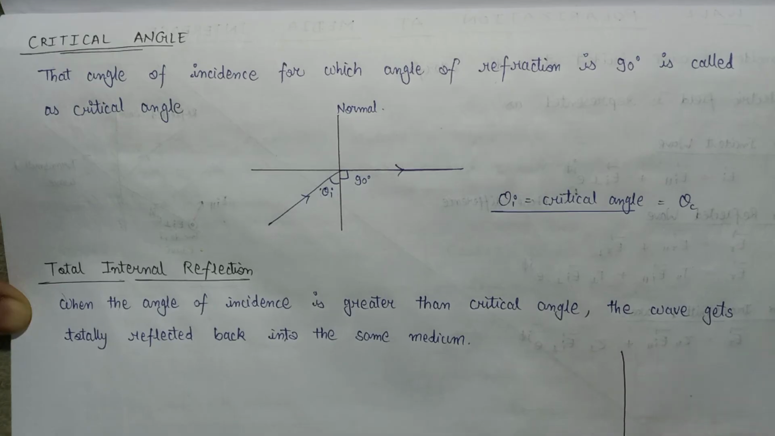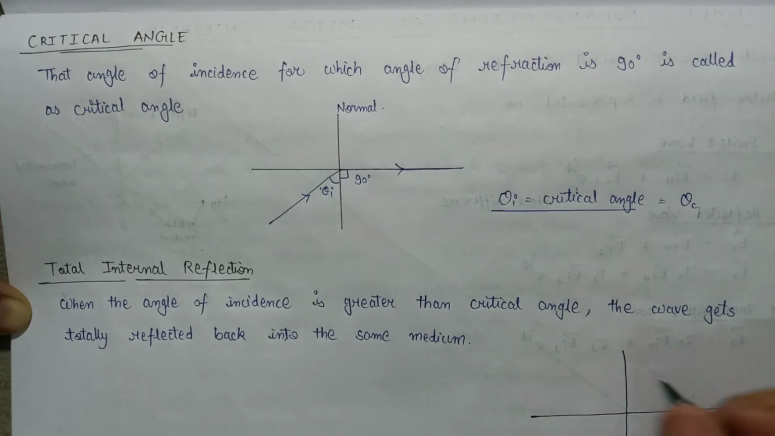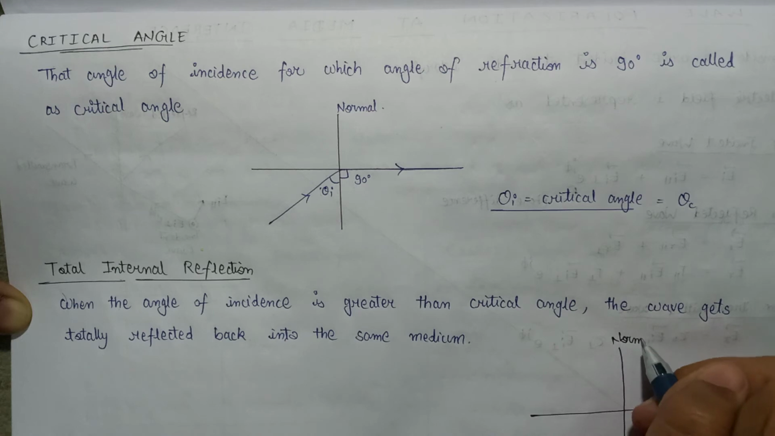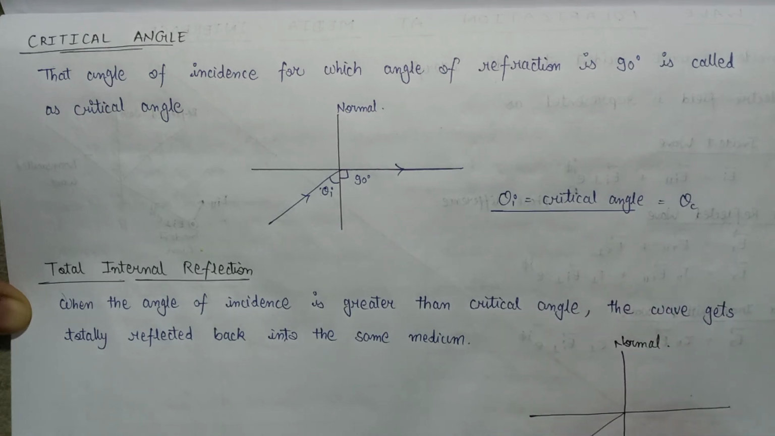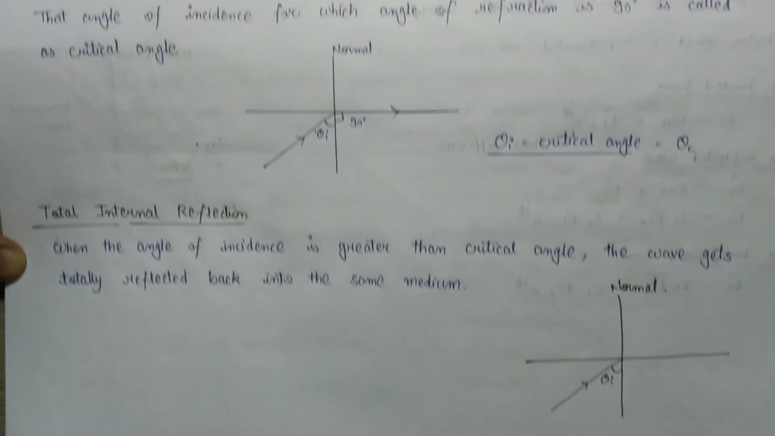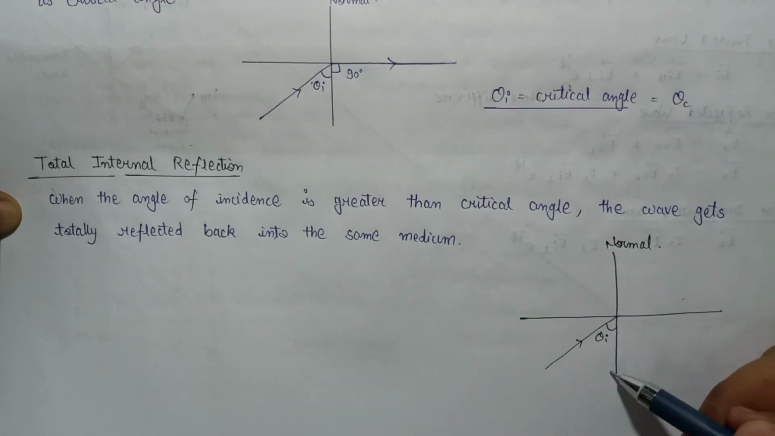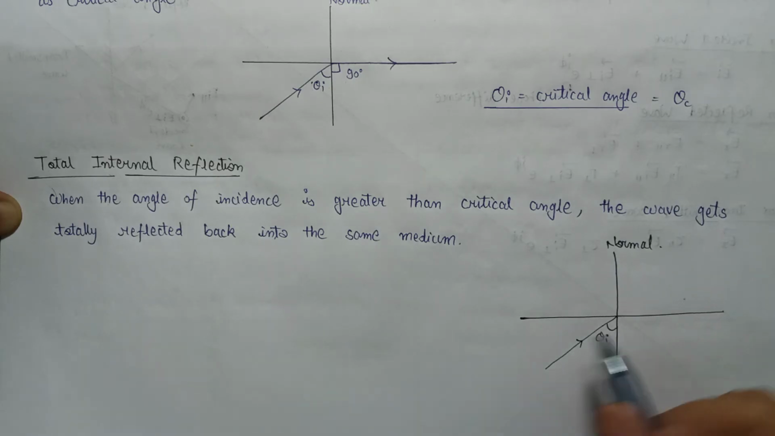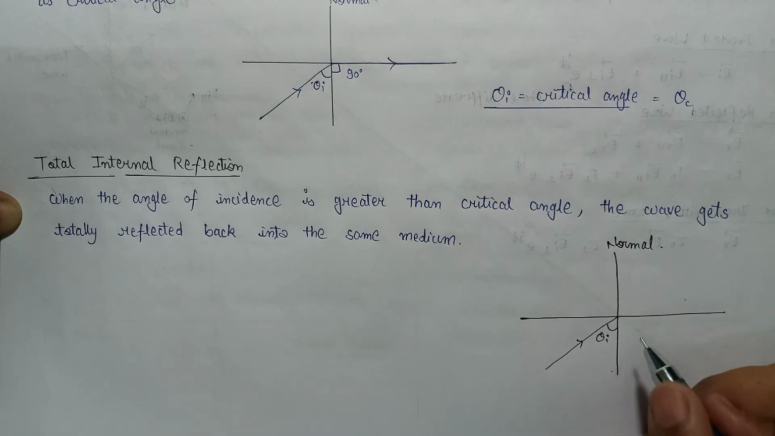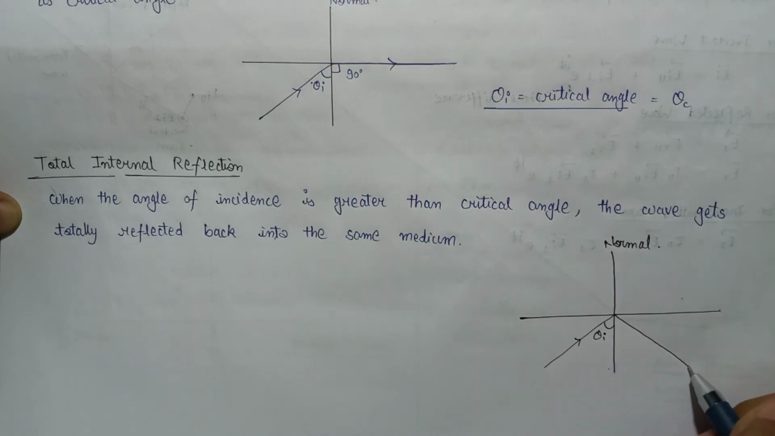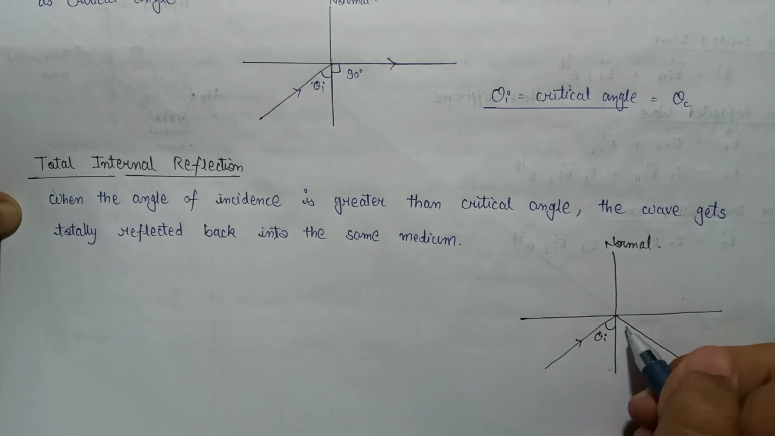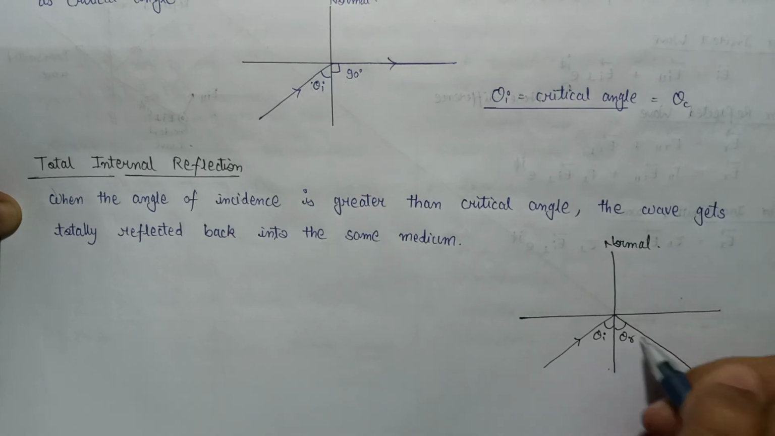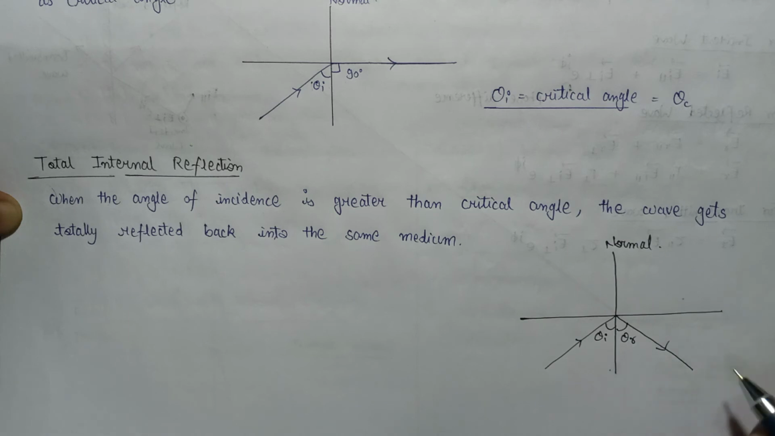Let us understand this phenomenon by a diagrammatic representation. So here is the normal and here is the incident ray that makes an angle of theta I with the normal. According to the phenomenon of total internal reflection, it will get totally reflected back into the same medium, making an angle of theta R in this direction.